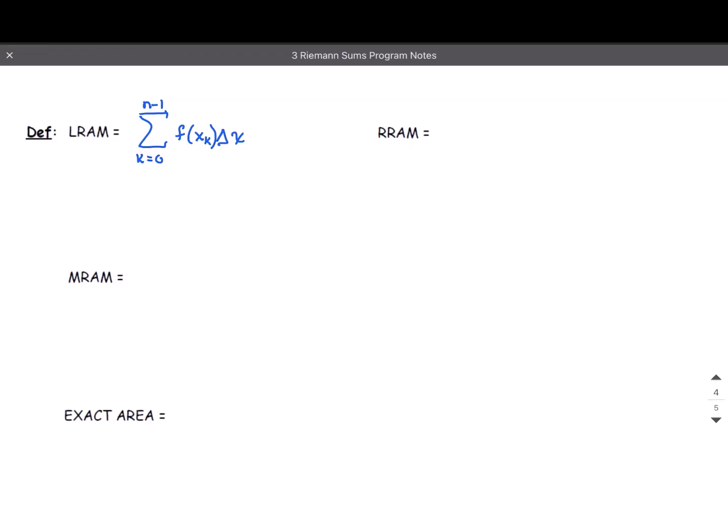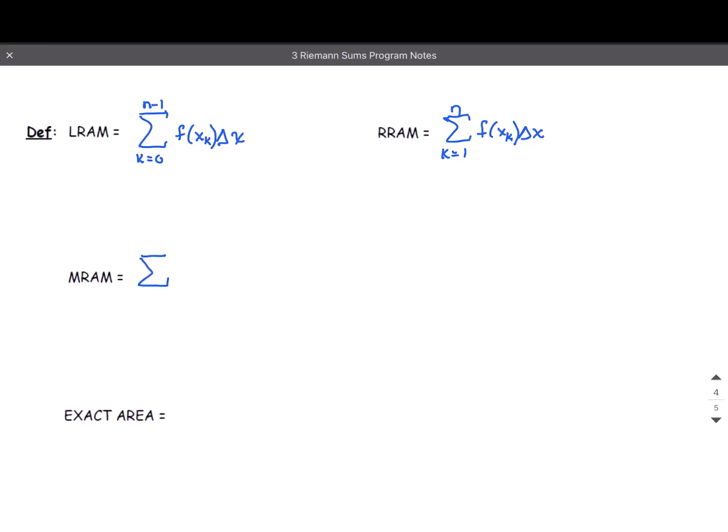Now the RRAM, we're going to add up all the areas of the rectangles, and the bases are all delta x, and the heights are the function values at all the x values that are on the right side of each subinterval, which means k is not going to start at 0, it's going to start at 1 and go to n, because n is the rightmost endpoint. Now MRAM is a little bit different.